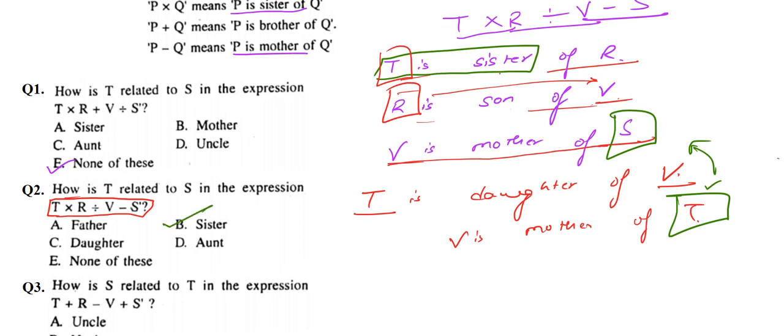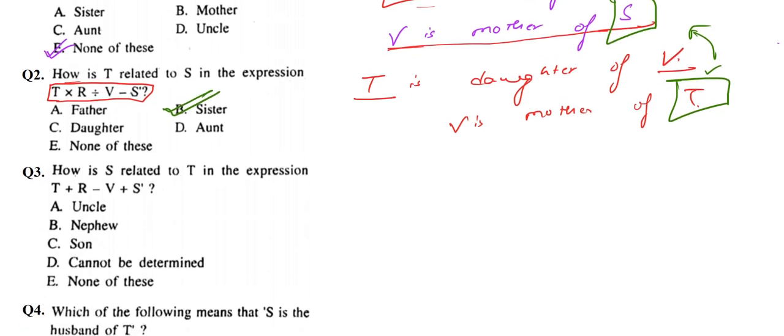Now let's check the options. Option number B says T is sister of S. Hence option B is the correct answer of this question. Now we shall move on to the third question.